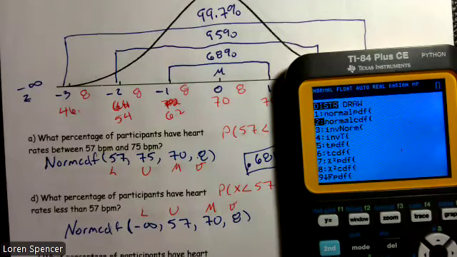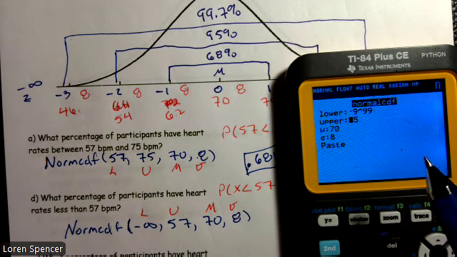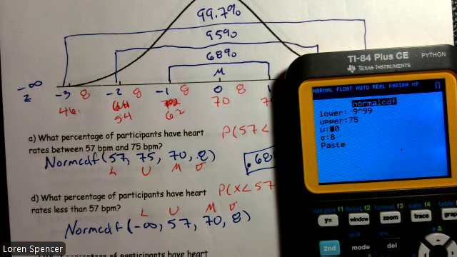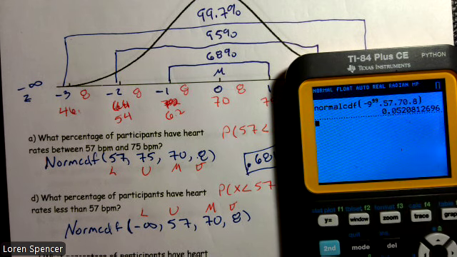Second vars, normal CDF. Lower is -9 raised to the 99th, because that's the smallest value the calculator will work with. Our upper bound was 57. Our mean was 70. And our standard deviation is 8. And we get 0.0520.